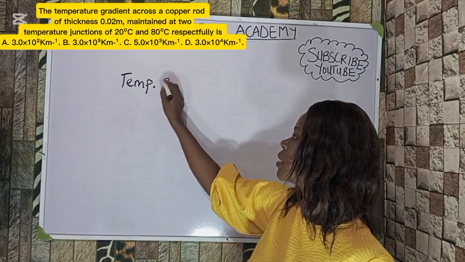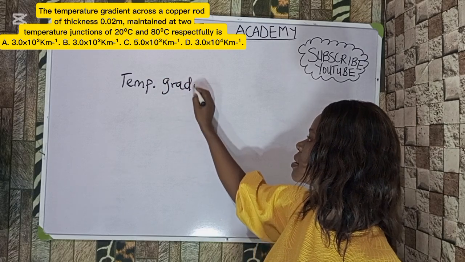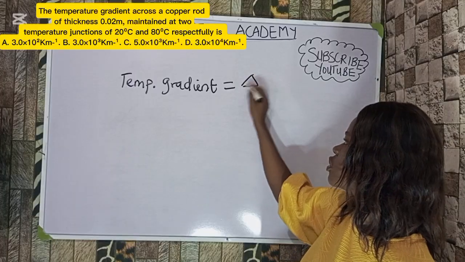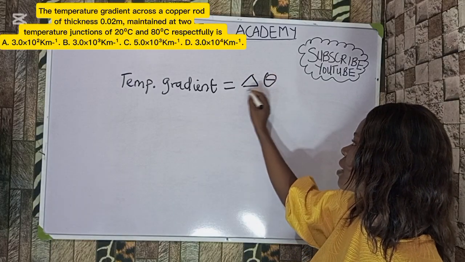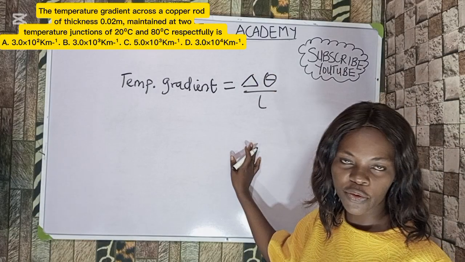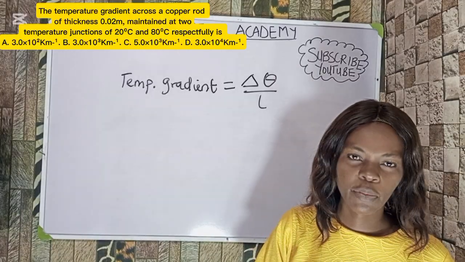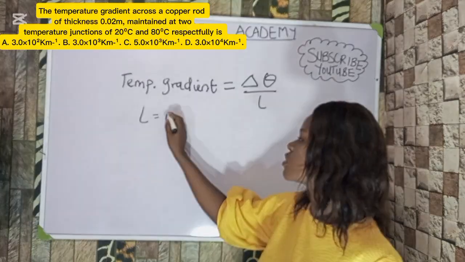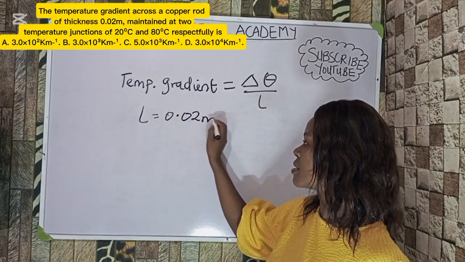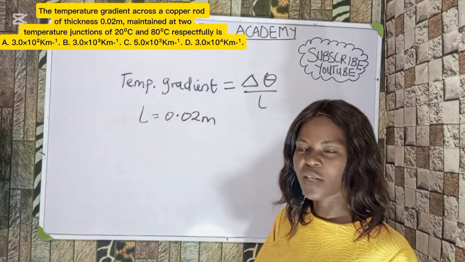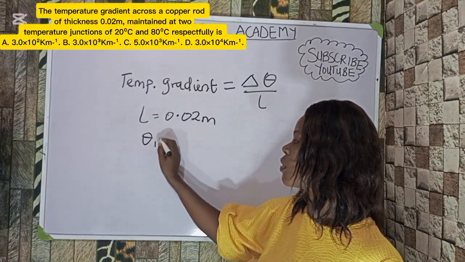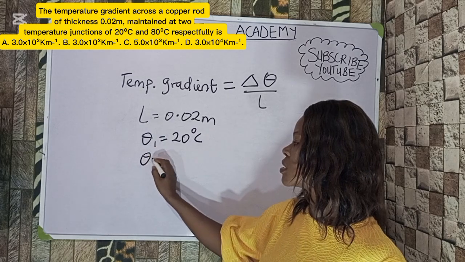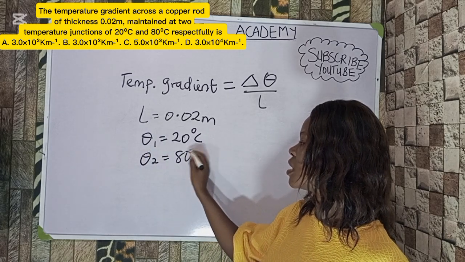Temperature gradient is equals to the change in temperature, which is theta, divided by what? The length. Okay, now from the question we have two different temperatures and the length, so let's state it out. The length is given as 0.02 meters. Okay, the first temperature is given as 20 degrees Celsius, that is theta 1 is equals to 20 degrees Celsius. Theta 2 is 80 degrees Celsius.